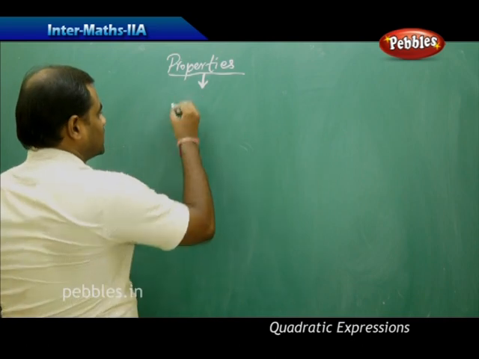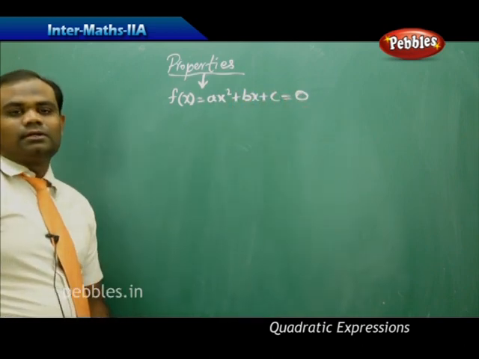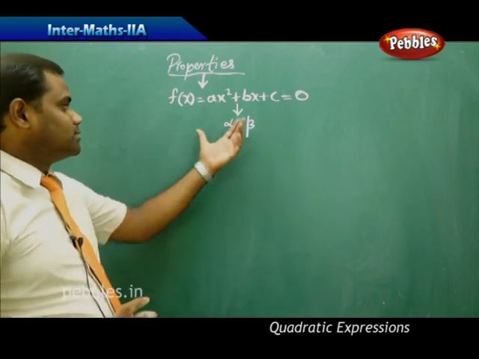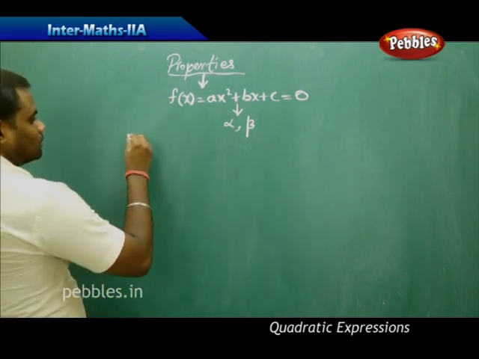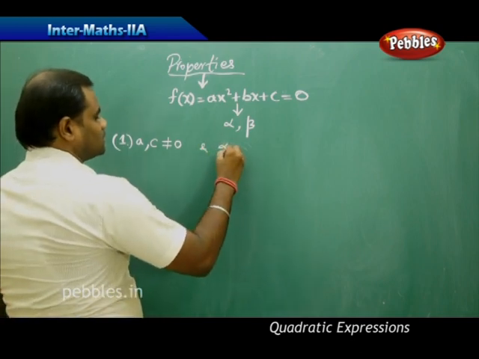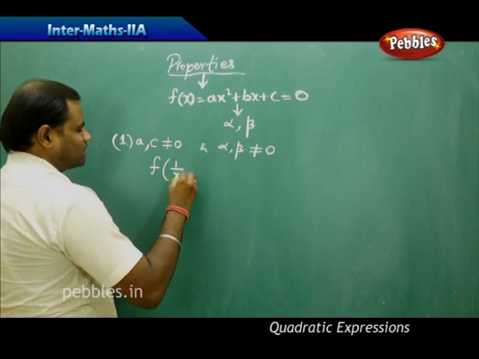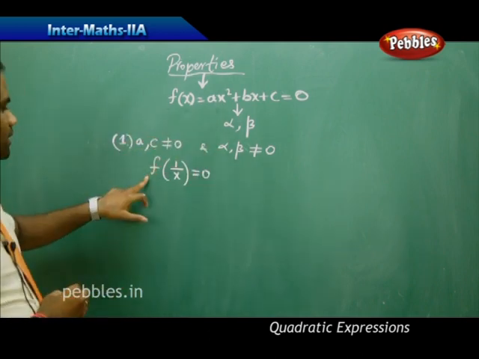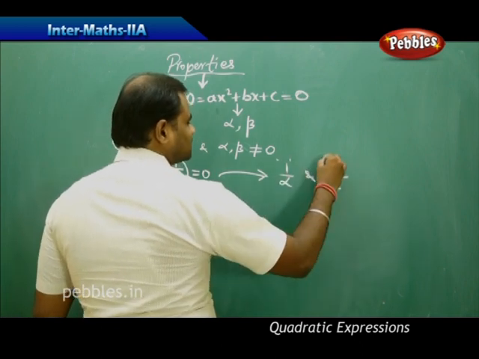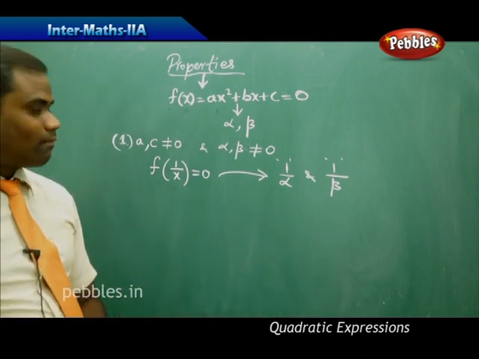Now let's take the standard quadratic equation, which is given by f of x equals ax squared plus bx plus c equal to 0. Now if I say the roots of this quadratic equation are alpha and beta, then I'll derive some interesting properties from it. Let me start with the first formula, where c is not equal to 0 and of course a is not equal to 0, and alpha and beta are non-zero roots. In that case, if I take the function f of 1 by x, it will have the roots 1 by alpha and 1 by beta. This is how we understand this property.